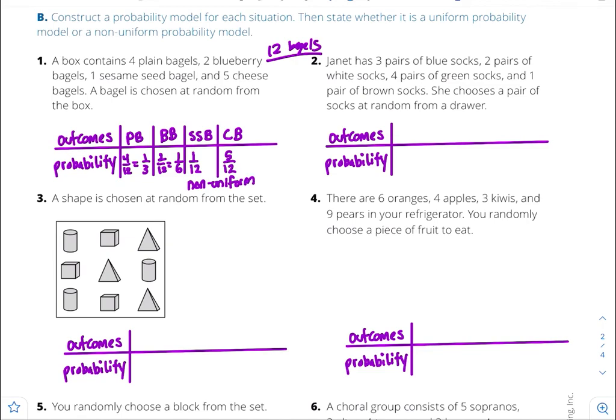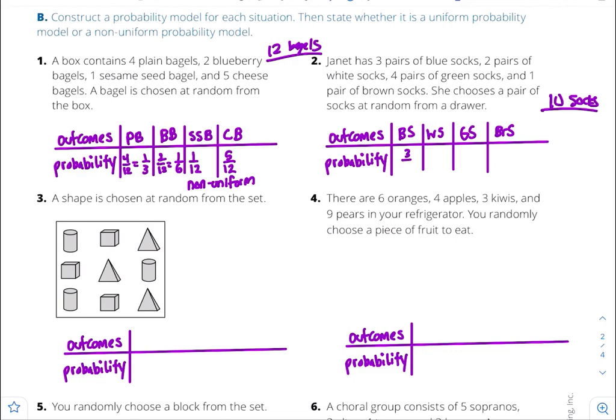Okay. Number 2. We have a blue sock, a white sock, a green sock, and a brown sock. So there's a total of 10 socks. So that means all these probabilities are going to be divisible by 10.